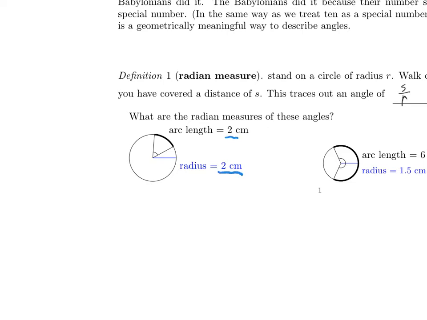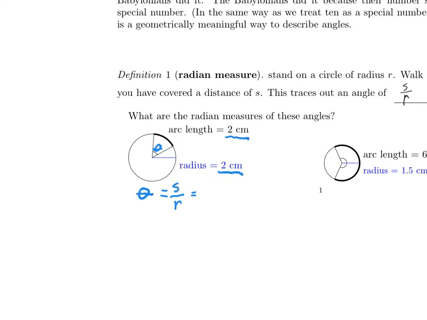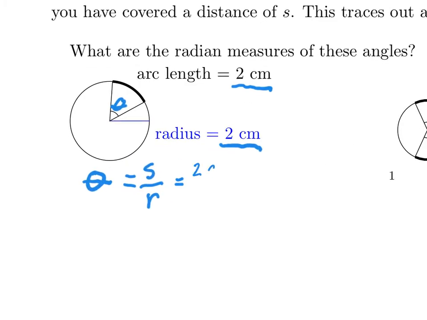You draw an arc length of 2 centimeters. What is the radian measure of that? Well, the radian measure, I'll often use theta for my angles. So the radian measure of this angle, theta, is the arc length divided by the radius. That is 2 centimeters divided by 2 centimeters. The centimeters will cancel. Equals 1 radian.